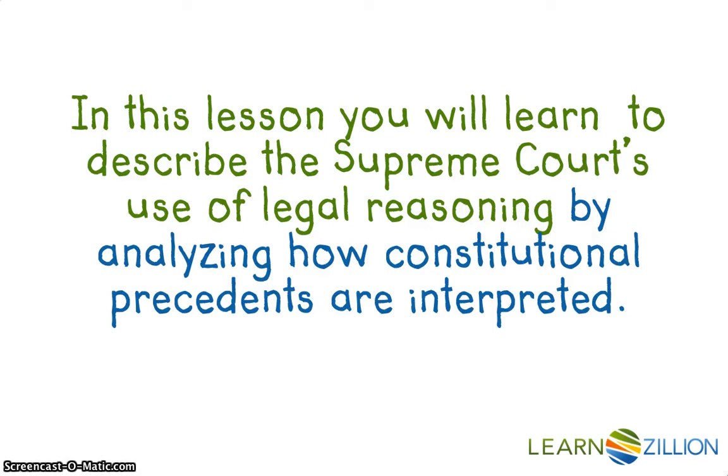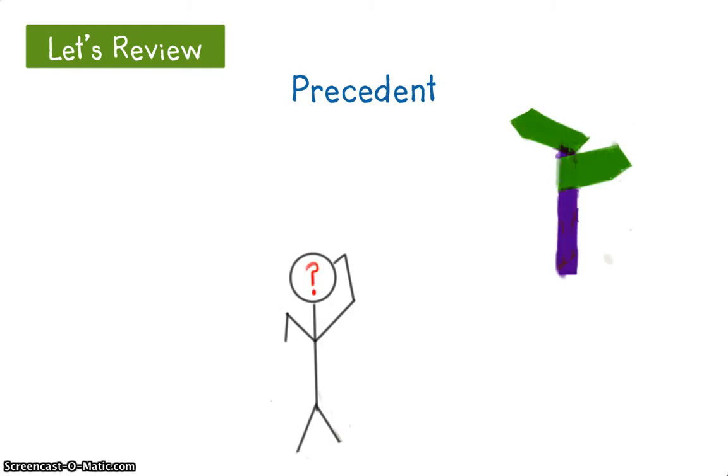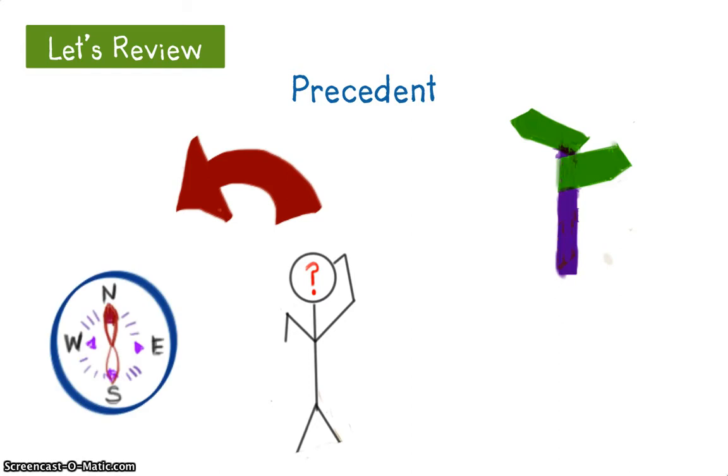are interpreted. Let's review. For this lesson, you will need to know the meaning of the word precedent, as well as its function in legal cases. Sometimes we are presented with tough choices. In the legal world, decision makers often look back to our nation's past and use a precedent, such as a past decision, practice, or law, to help them. The precedent is like a compass because it guides the path for the future and helps lawmakers reach their final destination.